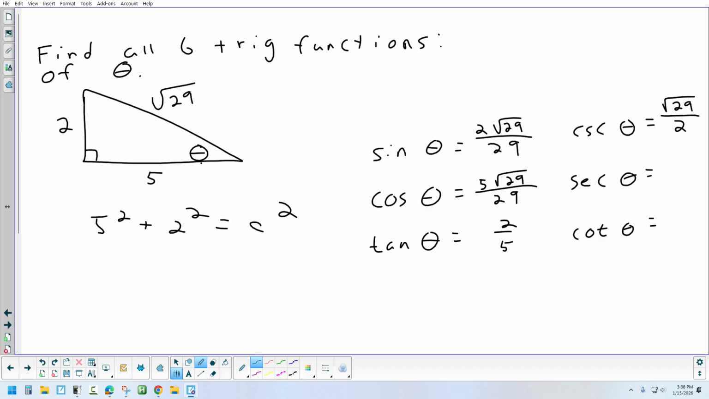What would be the secant? Yep. Root 29 over 5. And the cotangent, 5 over 2. The way the question will be set up on the test is I will ask you for one of those 6. I'm not going to ask you for all 6 in the same question. So it might say find the tangent of theta. And actually, if it said tangent, you wouldn't have even needed to find the hypotenuse because I gave you opposite and adjacent. So you might not even need Pythagorean theorem. But if you do, that's how you do it.